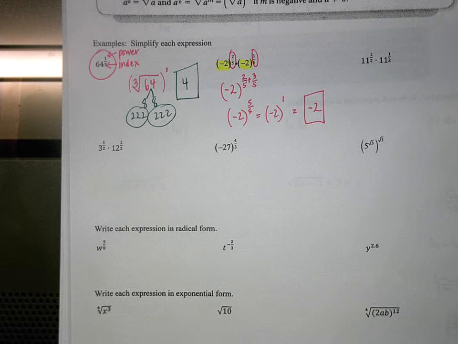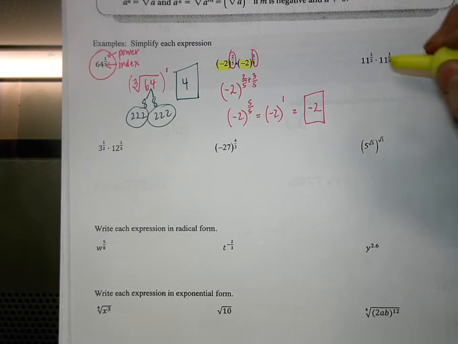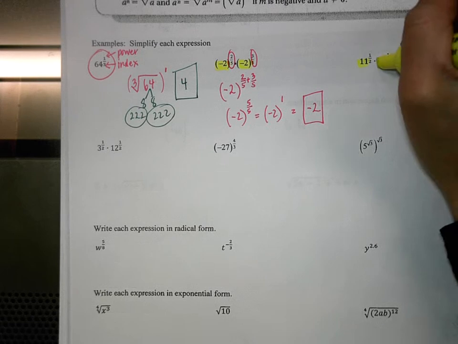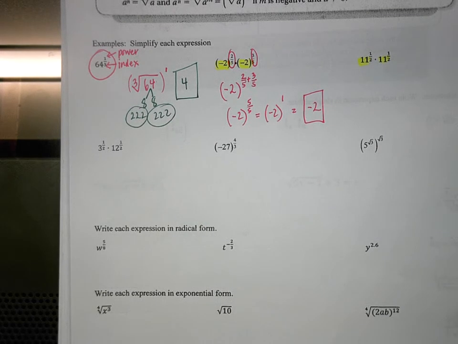I want you to do number 11 on your own. I'm going to give you about 30 seconds. Or sorry, the one with the 11s in it. Okay, so check in your groups. I'm going to end up pulling a 6 to help me out here with this one.